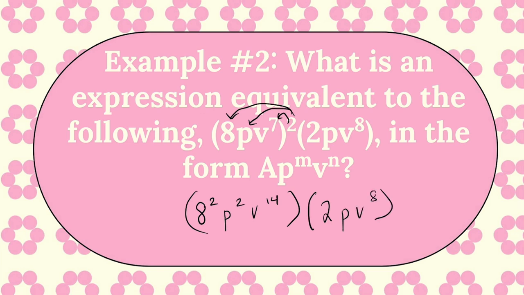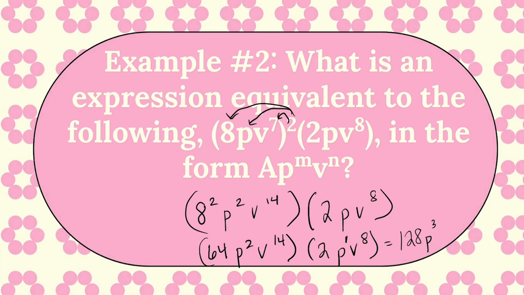And so 8 to the 2nd power is 64. And then now we can use the product rule since we have some of the same bases here. So 64 times 2 is going to be 128. And then the p's will combine, so there's an invisible 1 here. So 2 plus 1 is 3, so p to the 3rd. And then v to the 14th times v to the 8. Well, 14 plus 8 is going to be 22. And so this is my final answer.